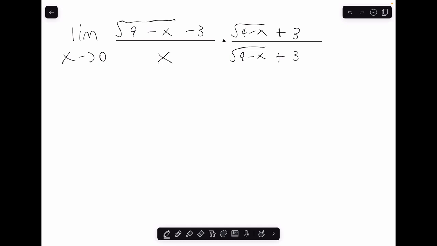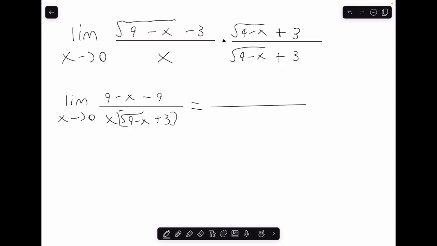Now it's just algebra. Okay, so let's do the numerator first. We have this square root of 9 minus x term multiplied by this square root of 9 minus x term. That negates the square root and just leaves us with 9 minus x. And then we have -3 multiplied by +3. And that's -9. And then the denominator is just x times that whole expression. So x times square root of 9 minus x plus 3. Don't forget your brackets.